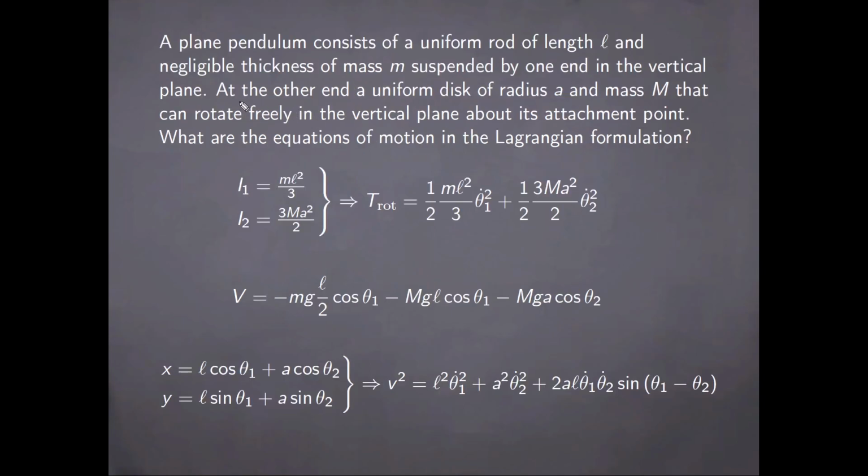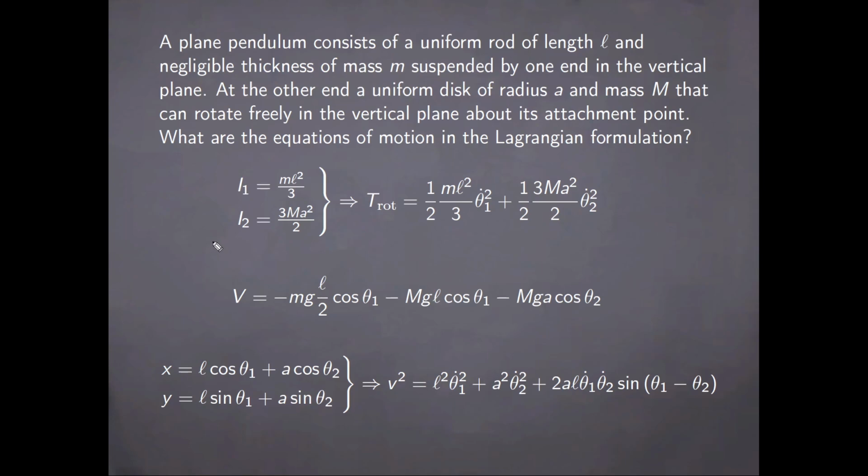A more complicated example will involve a double pendulum made out of rigid bodies having a finite extension. Namely, the first one is a plane pendulum consisting of a uniform rod of length L and negligible thickness, having a total mass m, which is suspended by one end in the vertical plane, and the other part of the double pendulum is a uniform disk of radius a, having mass capital M, that can rotate freely in the vertical plane about its attachment point. So we want to find the Lagrangian equations of motion for the system.